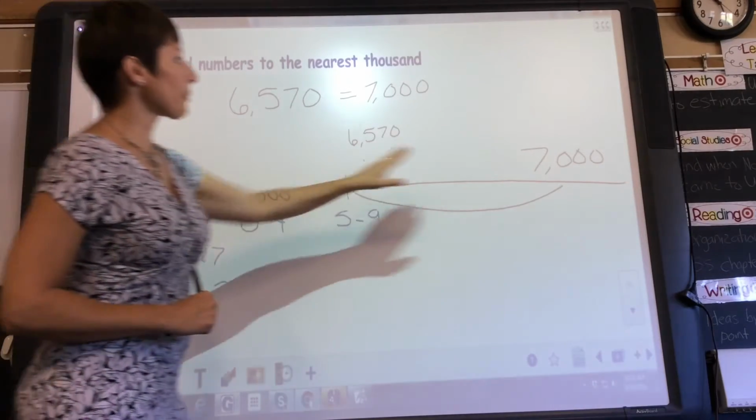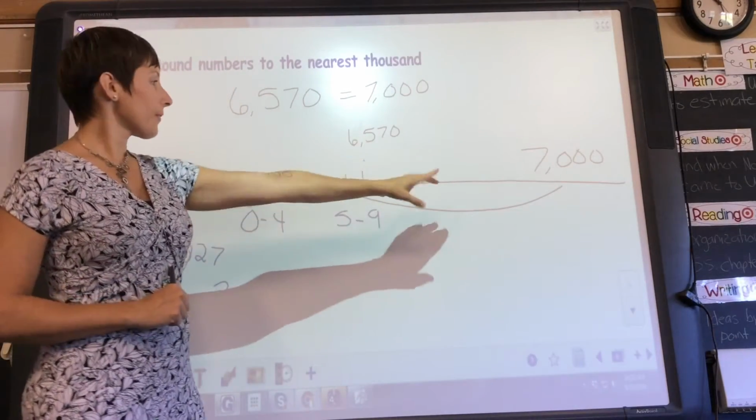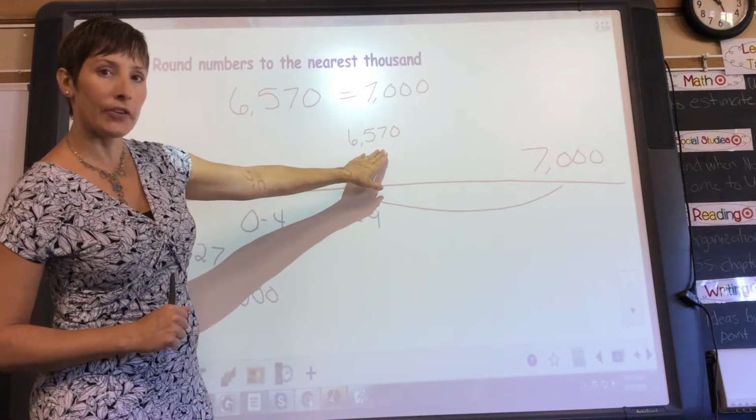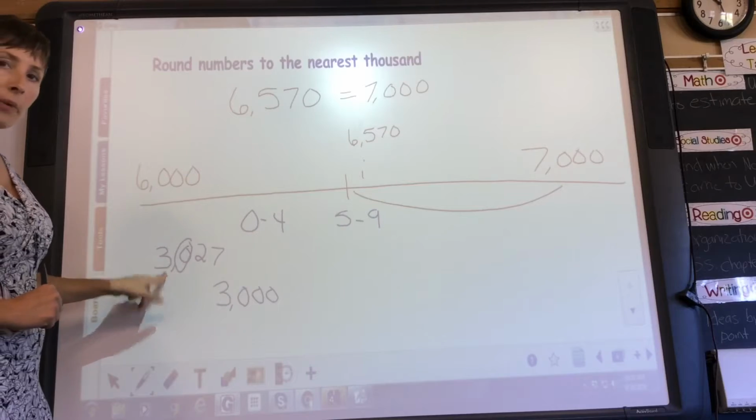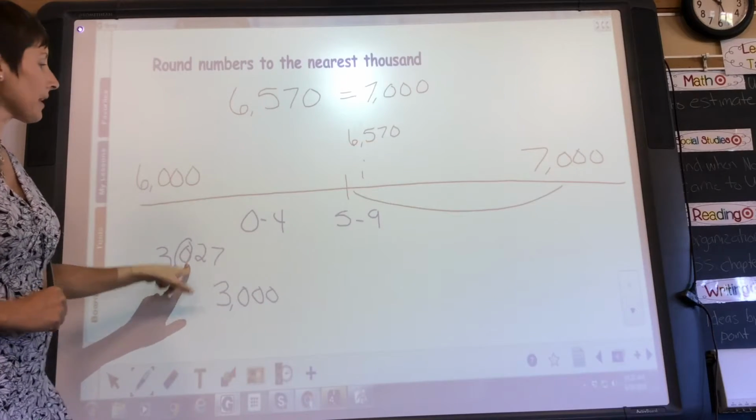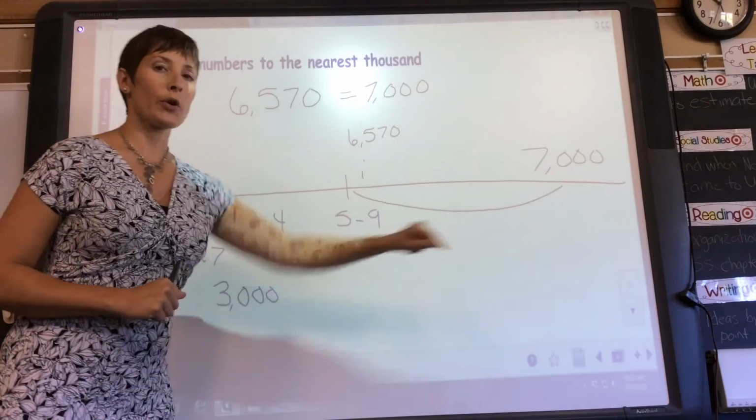So again, two methods you can use when rounding. You can just think of a number line and determine what thousand this is closest to. Or if you are solving to the nearest thousands place, look at your hundreds and determine, are we rounding down or do we round up?